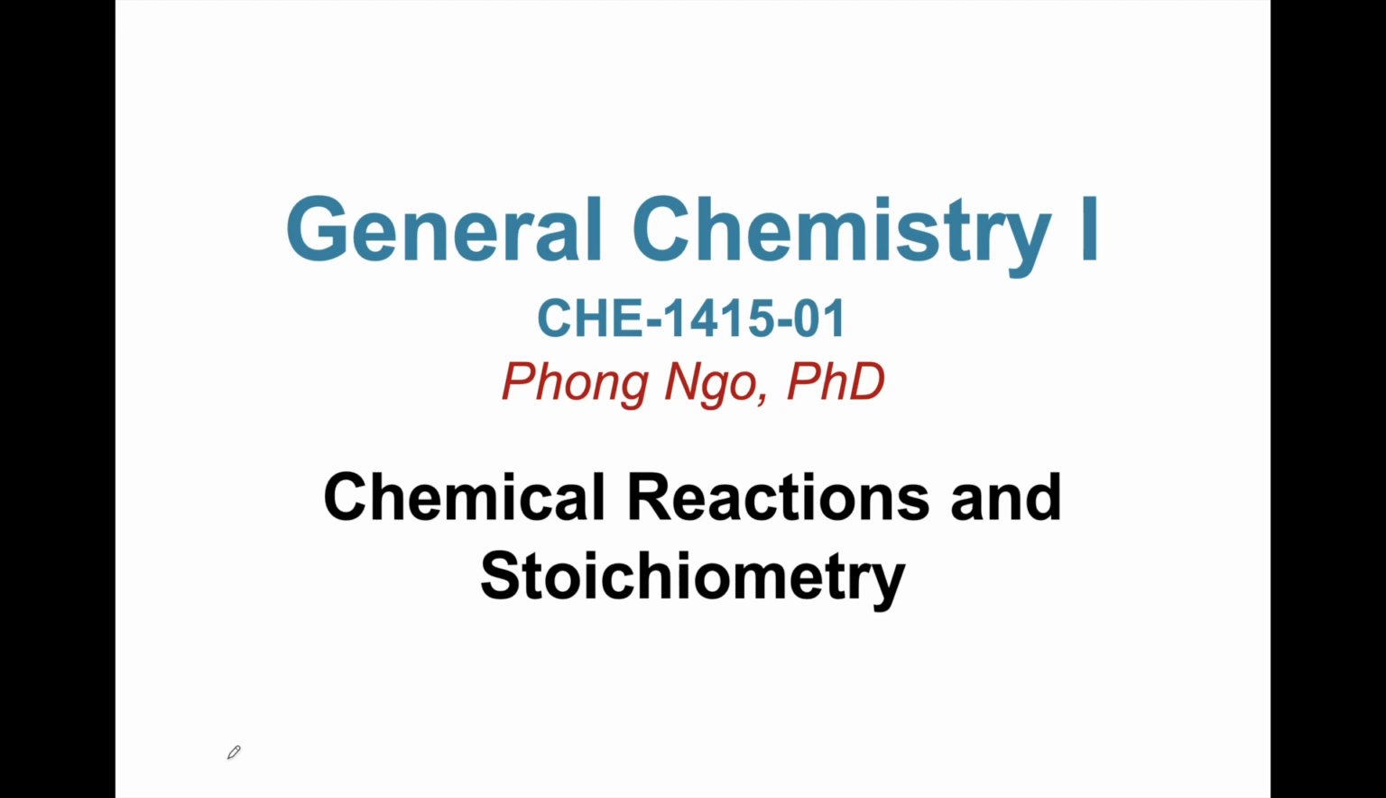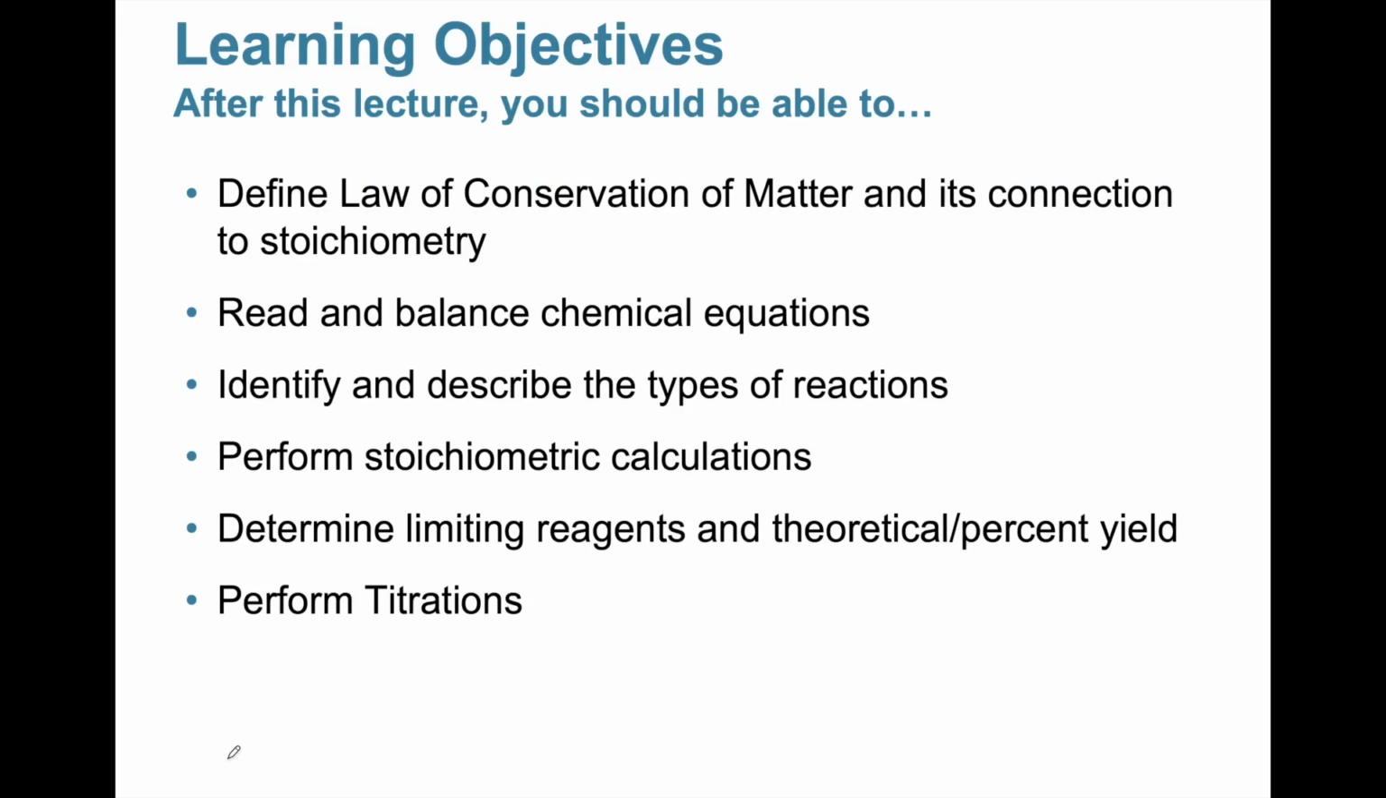Patrick's Day. So our next unit, or module we're doing, module 6, is about chemical reactions and stoichiometry. So these are the learning objectives. By the end of this lecture, you should be able to define the law of conservation of matter and its connection to stoichiometry. Also, you'll be able to read and balance chemical equations, identify and describe the types of reactions, also perform stoichiometric calculations, and then determine limiting agents and theoretical and percent yield, and also learn how to perform titrations. All those things you should be able to do by the end of this lecture.